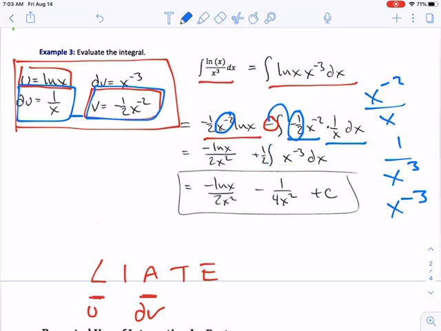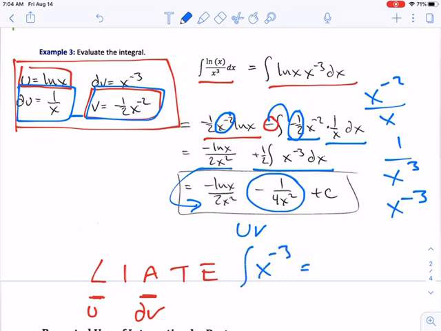So this just comes down. We're done with that. That's the u times v part. Minus the integral of v du. We have to find the antiderivative of that. Well, the antiderivative of x to the negative 3 is going to become this. All right, so I can just squeeze that in here. X to the negative 3.